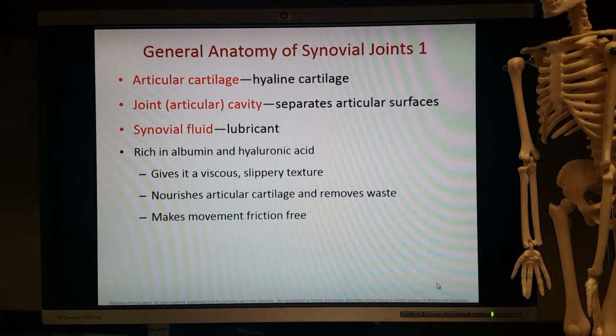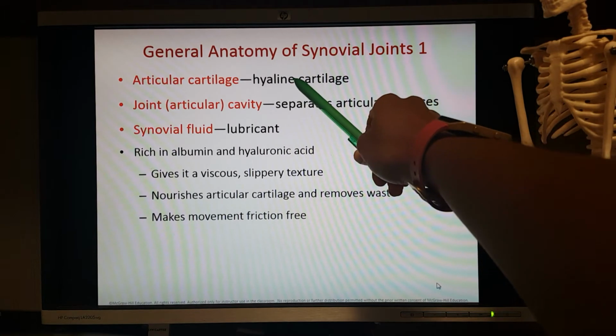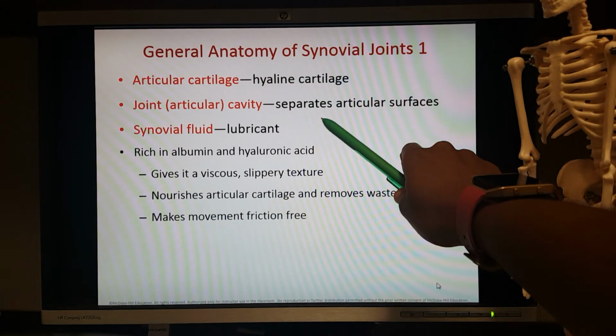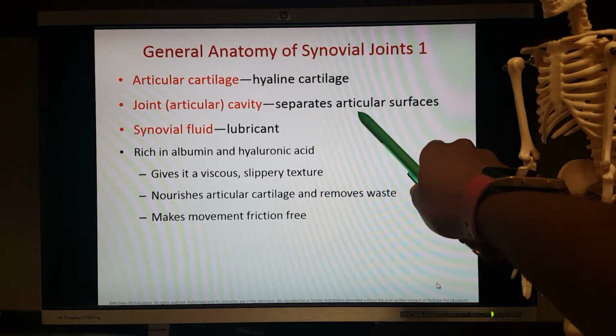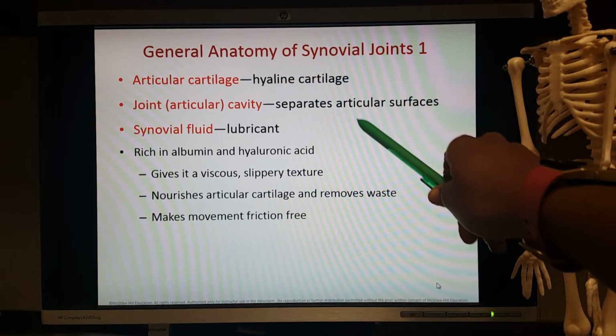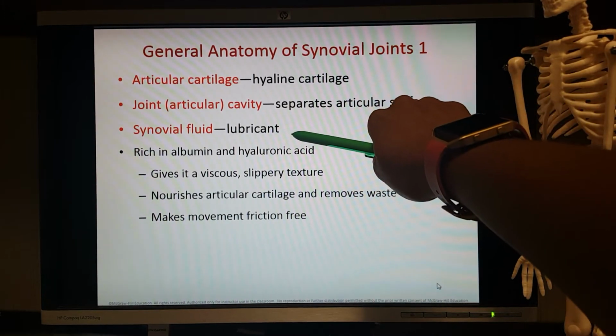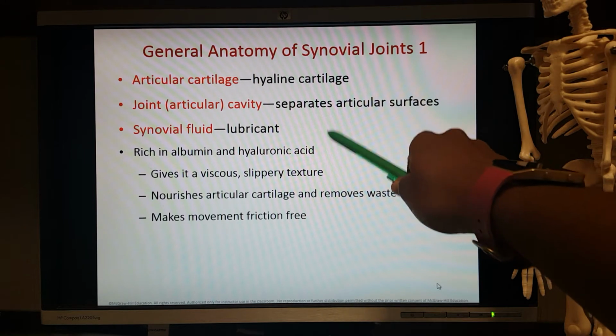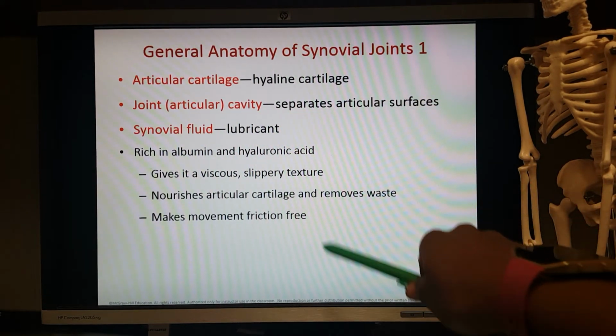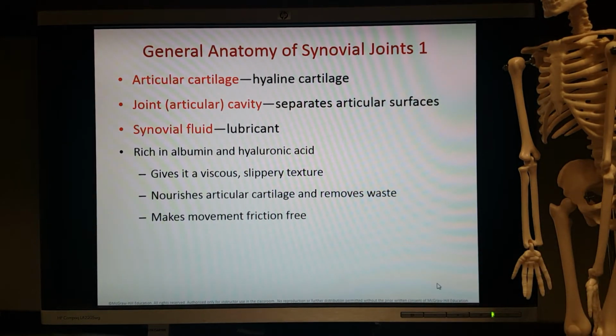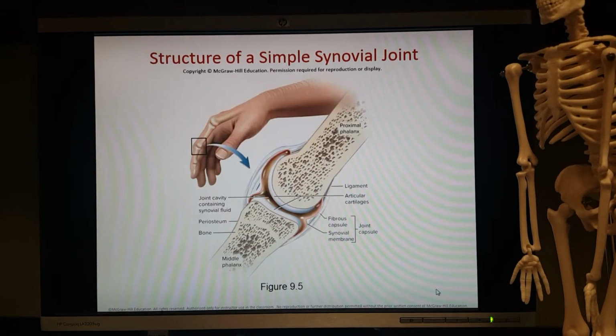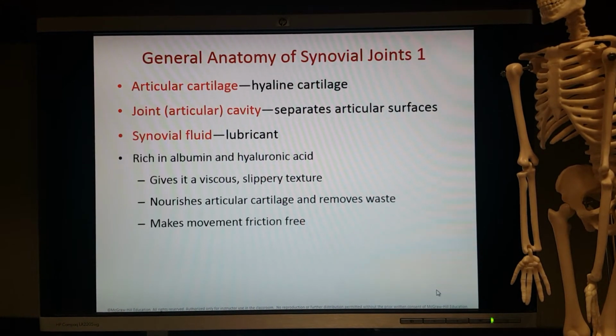So here's the text version of what I just said. Articular cartilage at the joint surface, that's your hyaline cartilage. The joint cavity helps to separate these articular surfaces, so it gives it more space. Filled with our synovial fluid, which is our lubricant. Keeps everything nice and slippery, keeps your motion from having friction as the joints move.